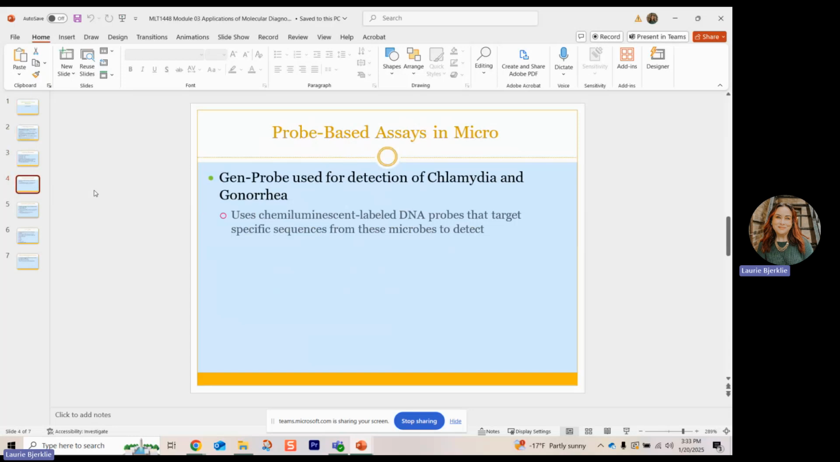A lot of times our STI testing, like chlamydia and gonorrhea, is probably the most common STI testing that we collect, and that will get tested in a lab or sent out to a reference lab, however your hospital or clinic does it. Chlamydia and gonorrhea are the easiest ones to test for, plus they're the most common. Chlamydia is very common.